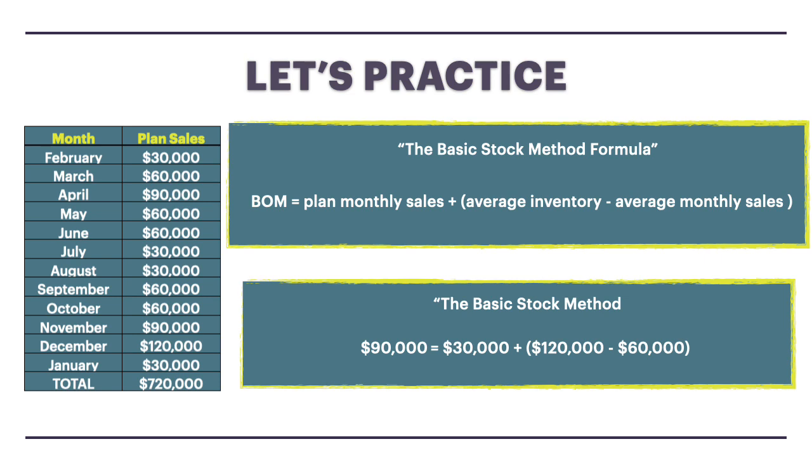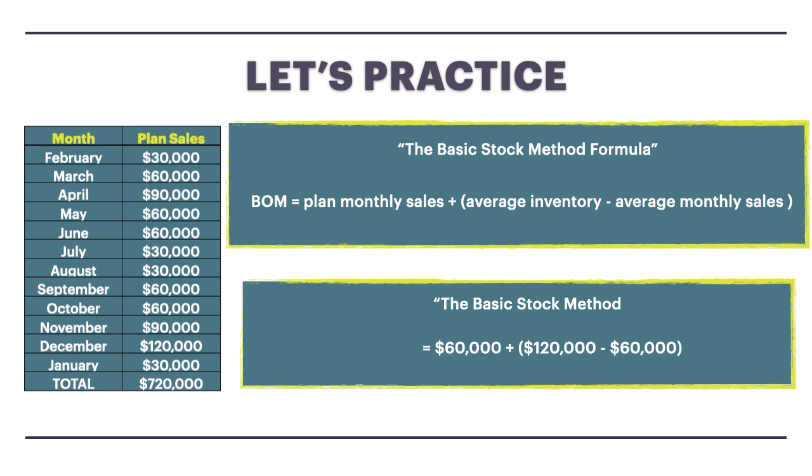So here are a few tips to keep in mind. When turnover is 12.0, your average monthly sales and the average inventory will be equal in the basic stock method. The basic stock will be 0 and the BOM will always equal the planned sales. When turnover is greater than 12.0, average monthly sales will be greater than the average inventory. The basic stock will be a negative number and BOM will be less than planned. Therefore, the basic stock method can only be used when the turnover is less than 12.0.